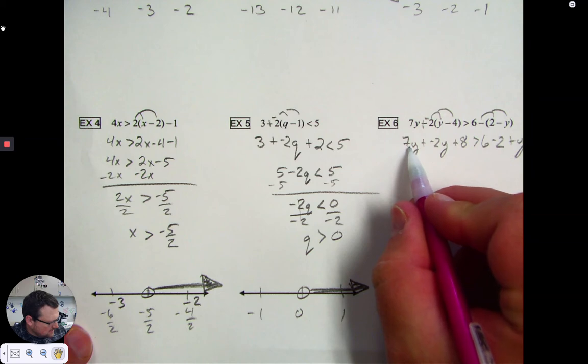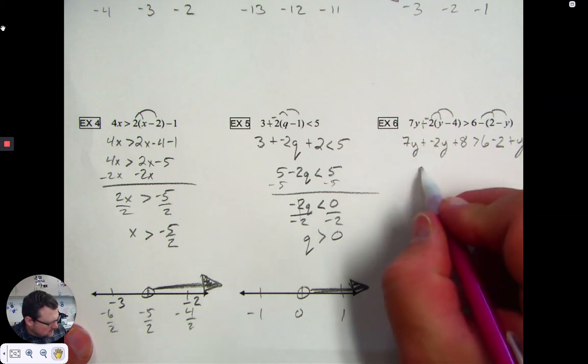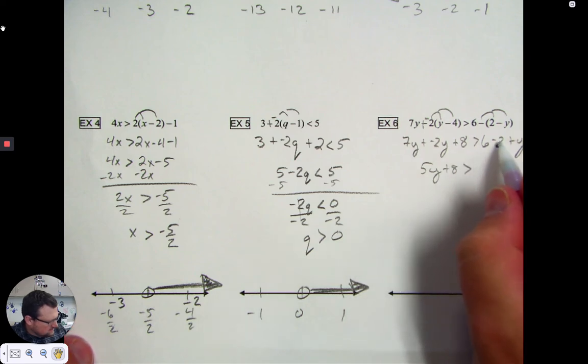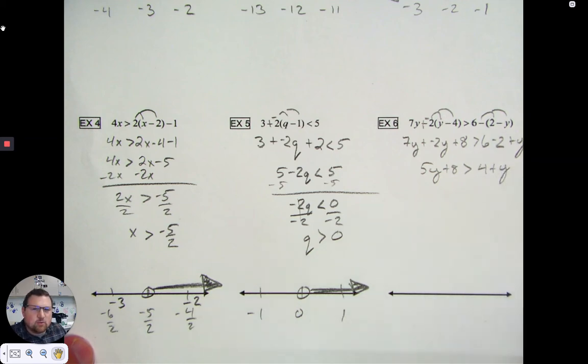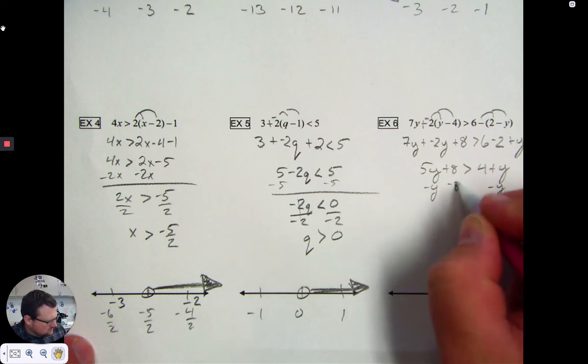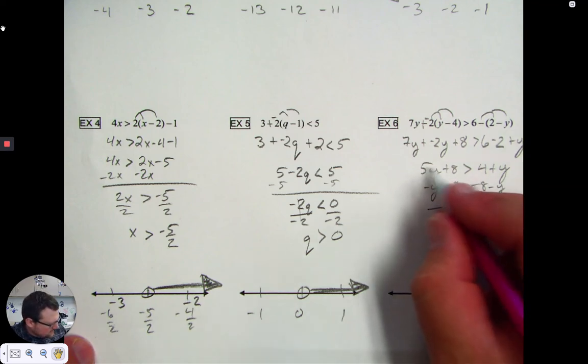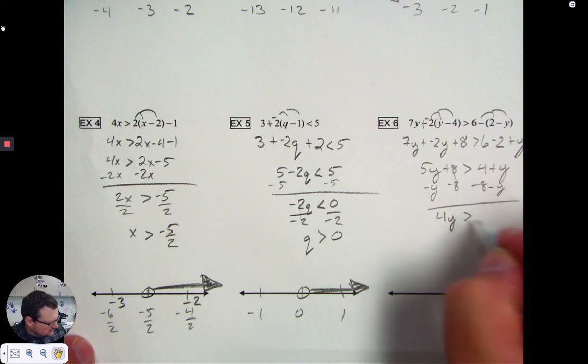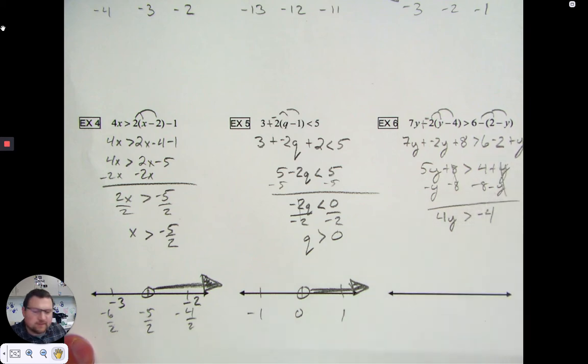So we have a 7y plus a negative 2y leaves you with just 5y plus 8 is greater than, you have 6 minus 2, which is just 4 plus y. Now we need to get our y's on the same side, so I'm going to subtract a single y from both sides. I'm also going to subtract 8, and that's just because I'm trying to get these y's by themselves. So 5y minus y is 4y, those then cancel each other out, is less than 4 minus 8 gives me a negative 4, and my y's cancel each other out.